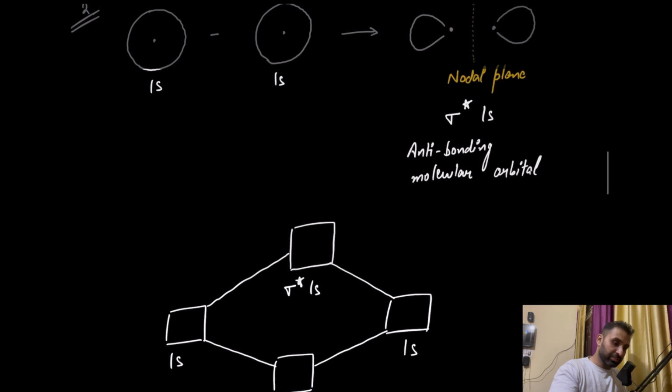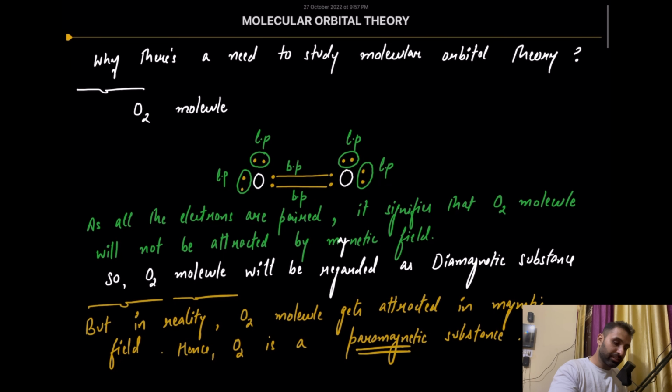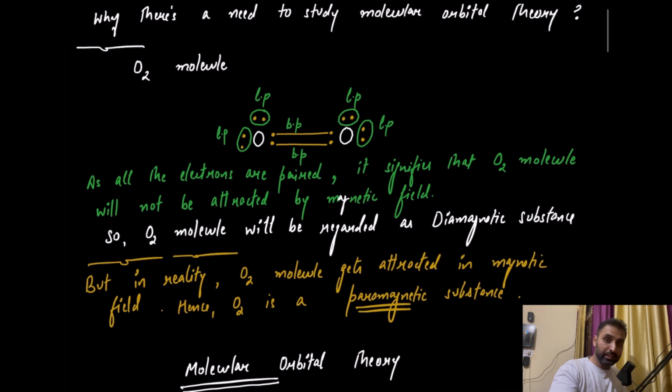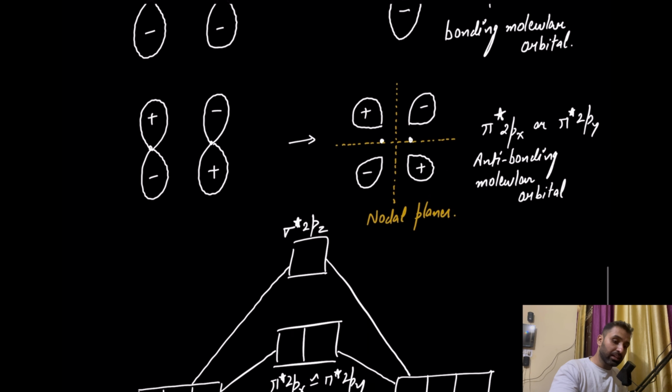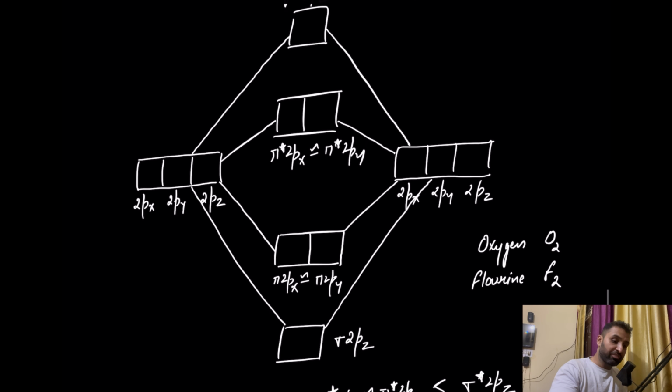Now let's come to the very first question which I have written. Why there's a need to study molecular orbital theory? Because we found O2 to be paramagnetic. So that means we need to now fill the electrons in these diagrams, to find out how many unpaired electrons does O2 molecule have. So there are certain set of rules to fill the electrons in molecular orbitals according to their energy orders, which we will be doing in the next lecture. So stay tuned.